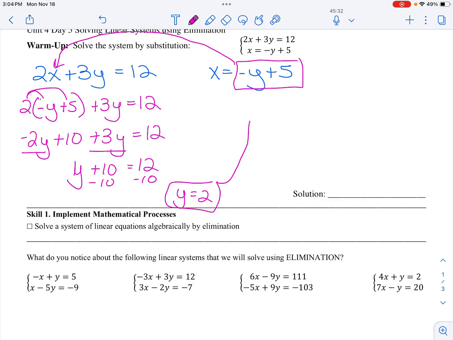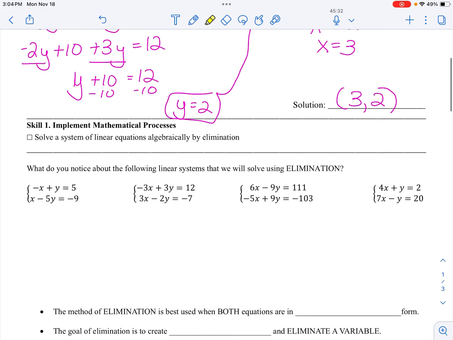Again, as I said in class, I like my way of coming full circle. X equals negative 2 plus 5. I'm getting x to be 3. So my solution is 3, 2. These two lines would intersect at the point 3, 2. That is solving a system by substitution.